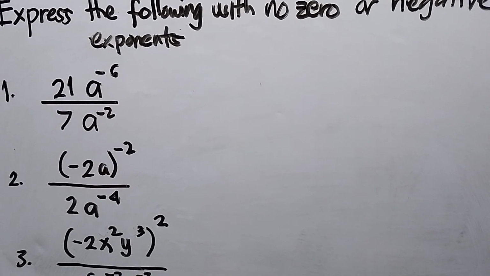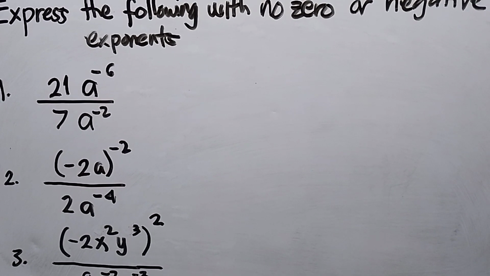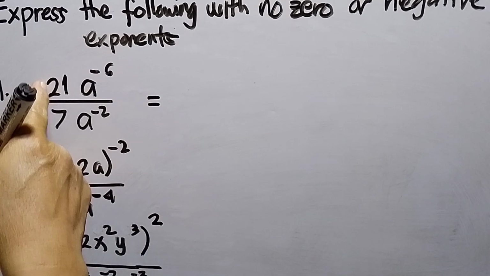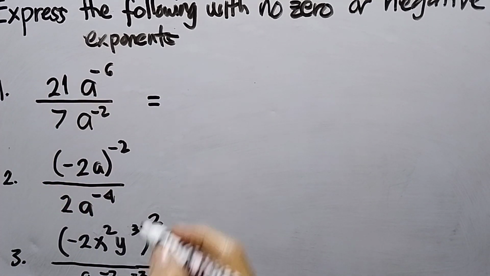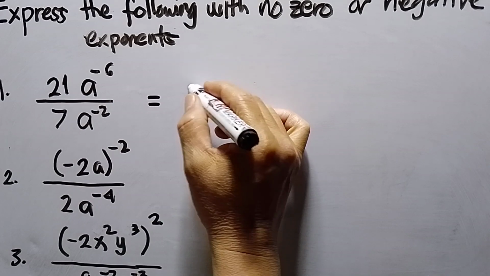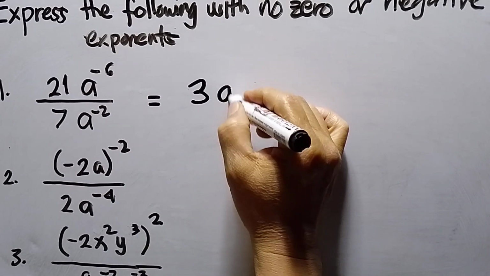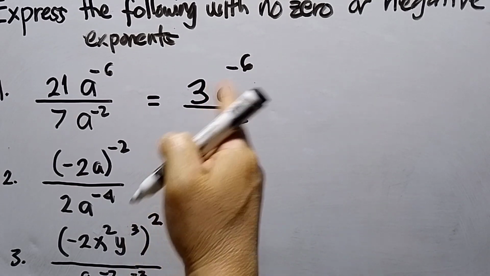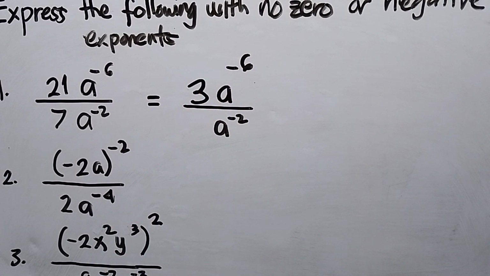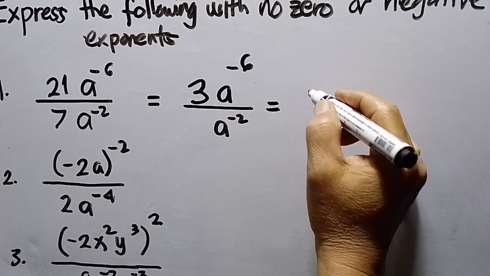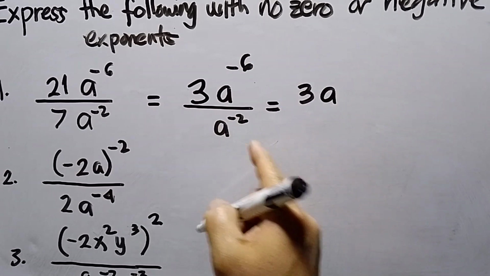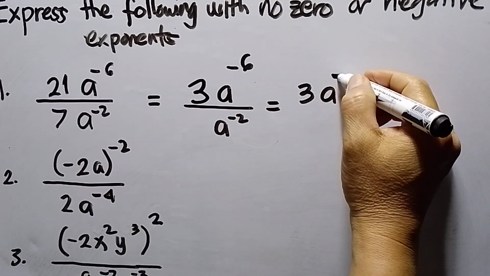So I have number 1, 21a raised to the negative 6 over 7a raised to negative 2. First thing to do, I need to divide 21 by 7. So 21 divided by 7 is 3. Then I have a negative 6, and then this will be a negative 2. So take note, there will be no negative exponents. So this will be 3. This one will serve as our numerator, or this will be positive 2.